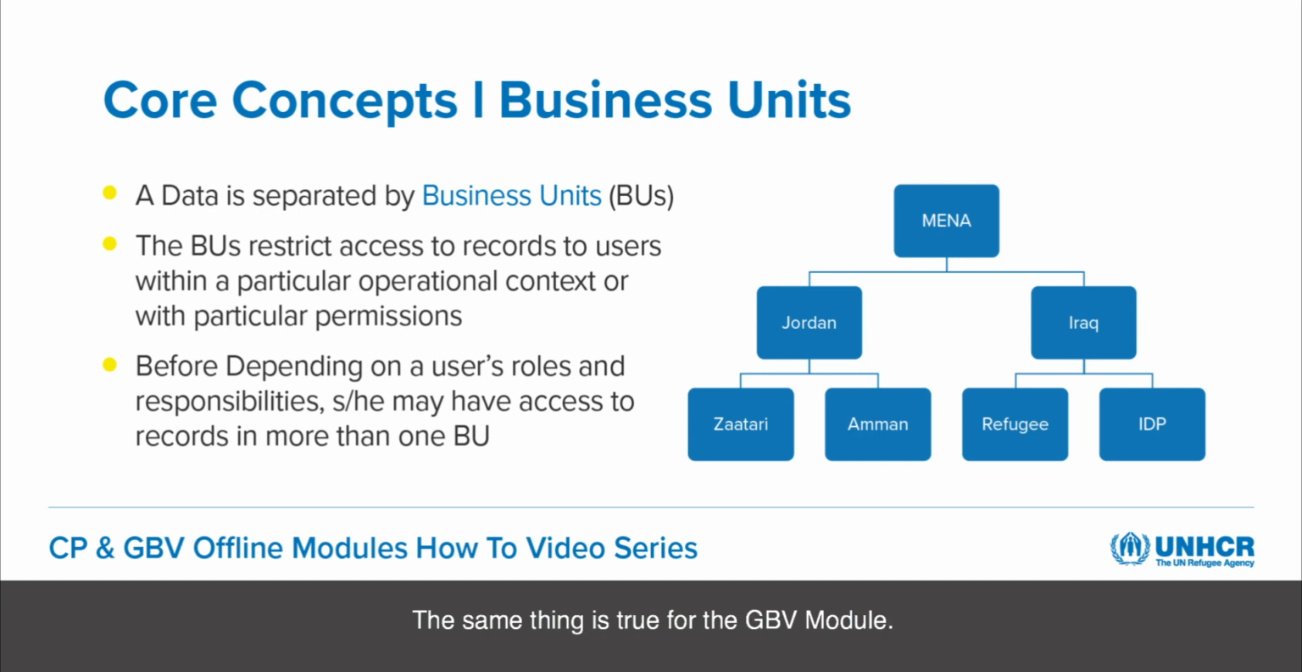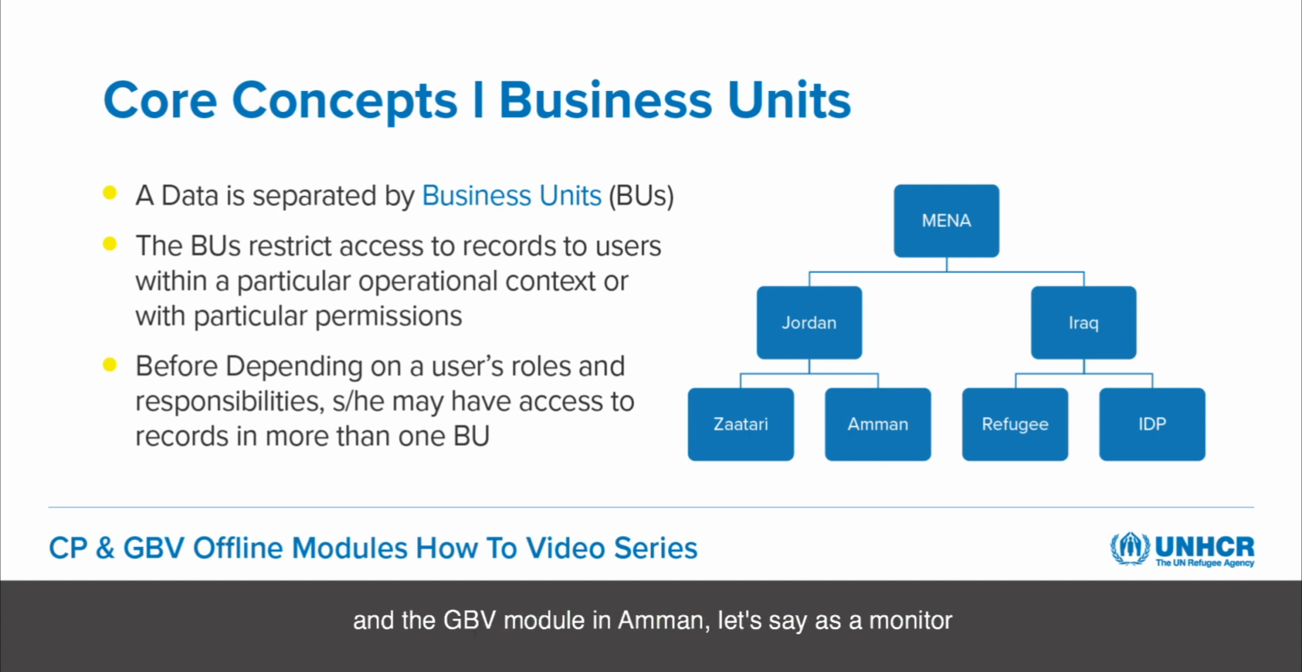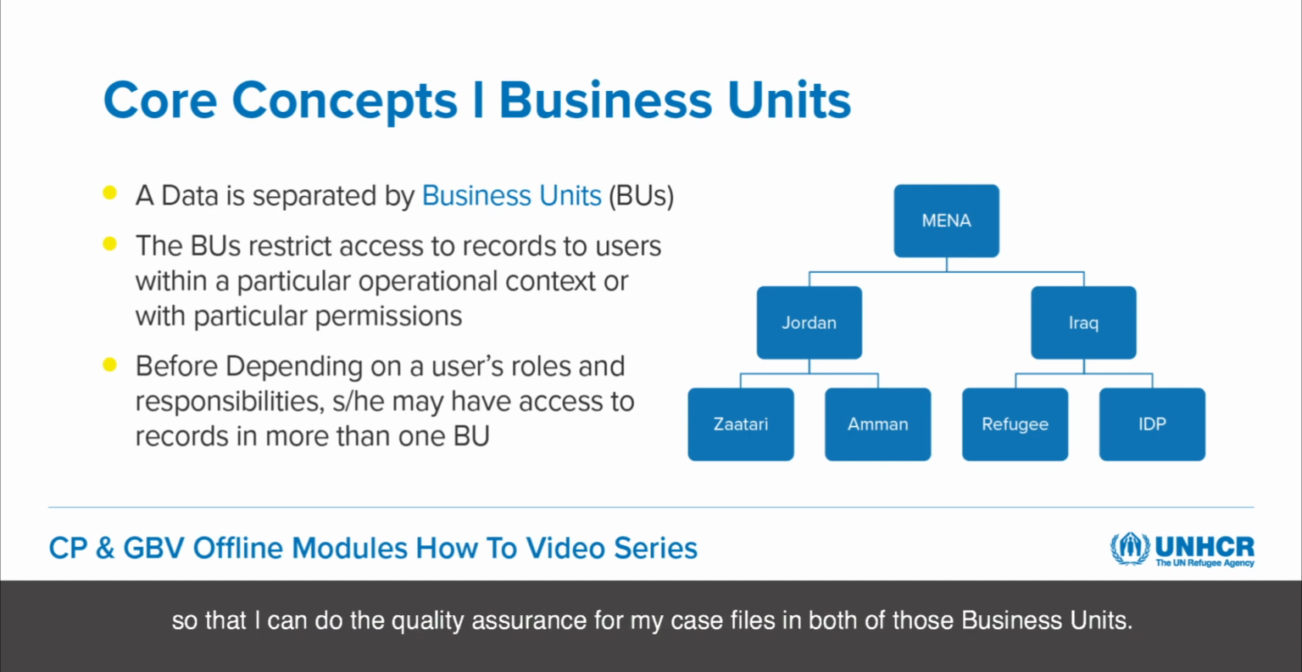The same thing is true for the GBV module. You would never be granted access to all of the case files for a GBV or child protection module. If I want to be able to access the GBV module for my work as a caseworker in Zatari or Amman, I would need to have a user profile with access to the GBV module in Zatari and the GBV module in Amman, let's say as a monitor, so that I can do the quality assurance for my case files in both of those business units. So it is quite possible to require a user profile in multiple BUs so that you have the access as necessary.